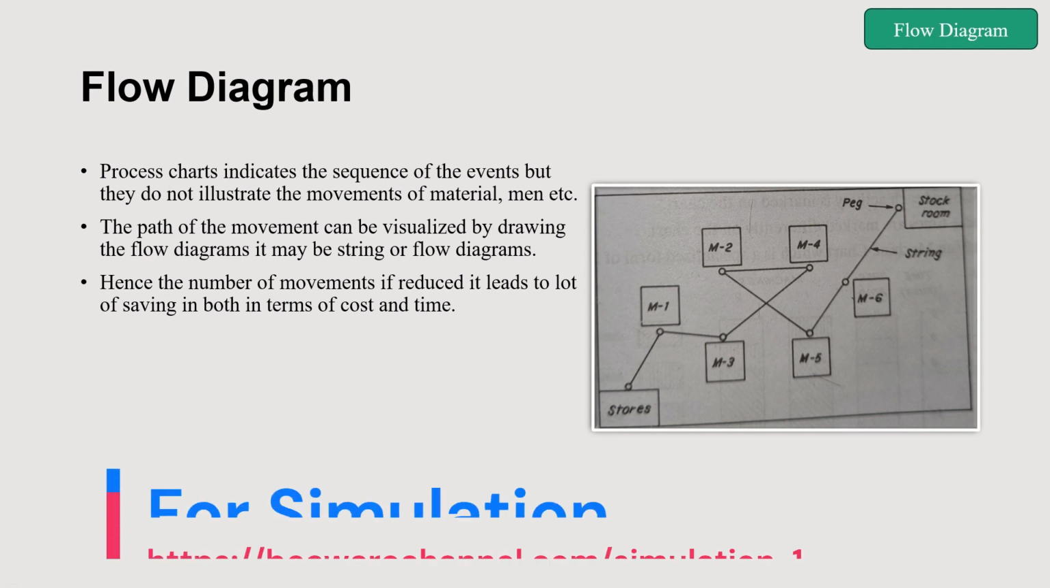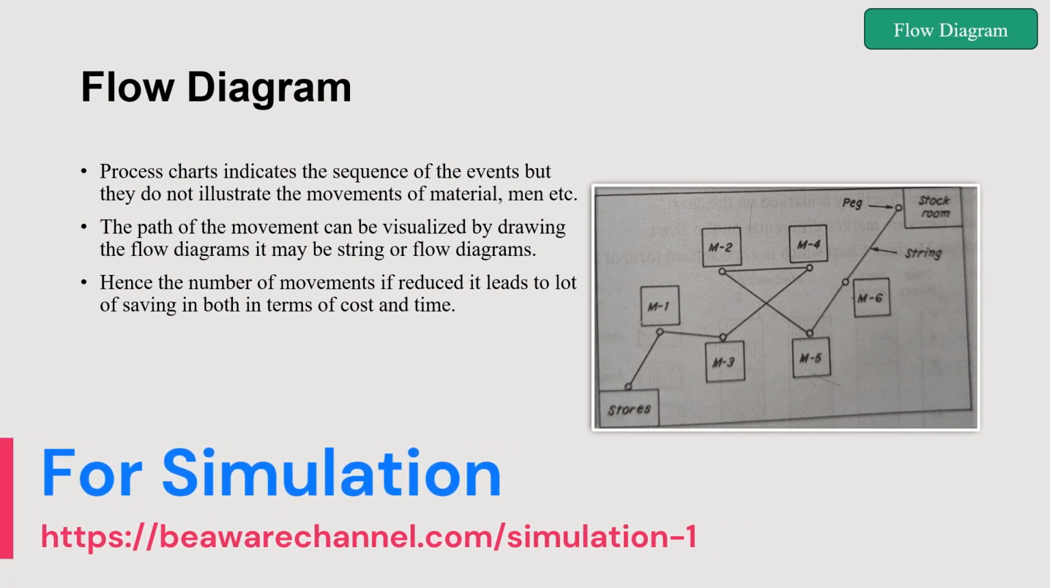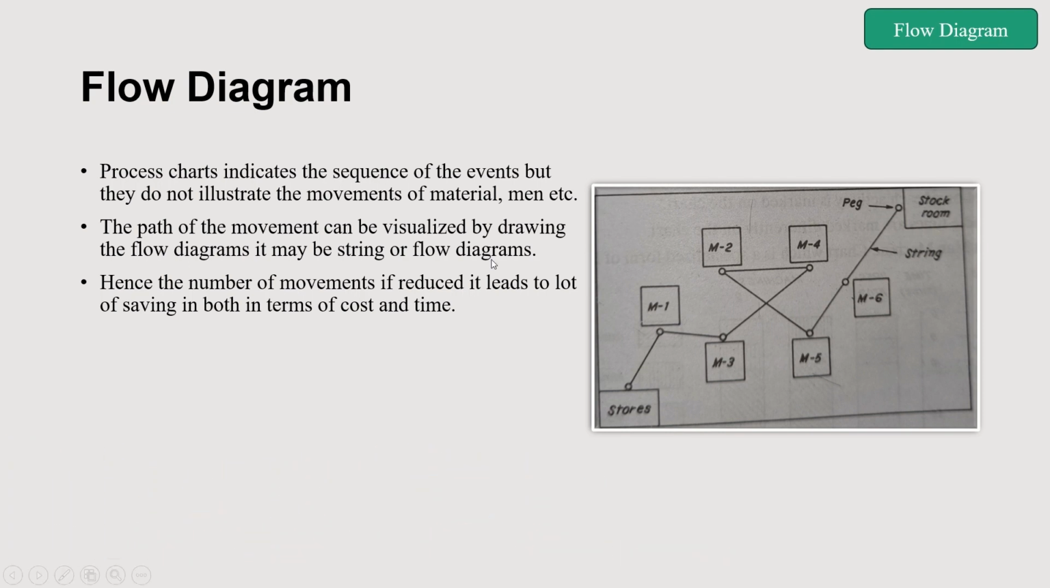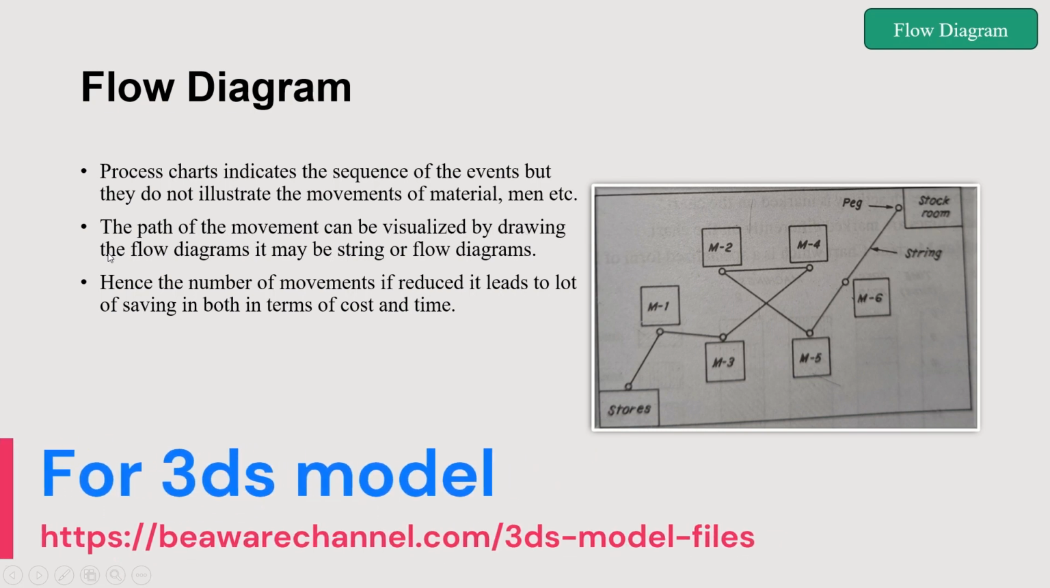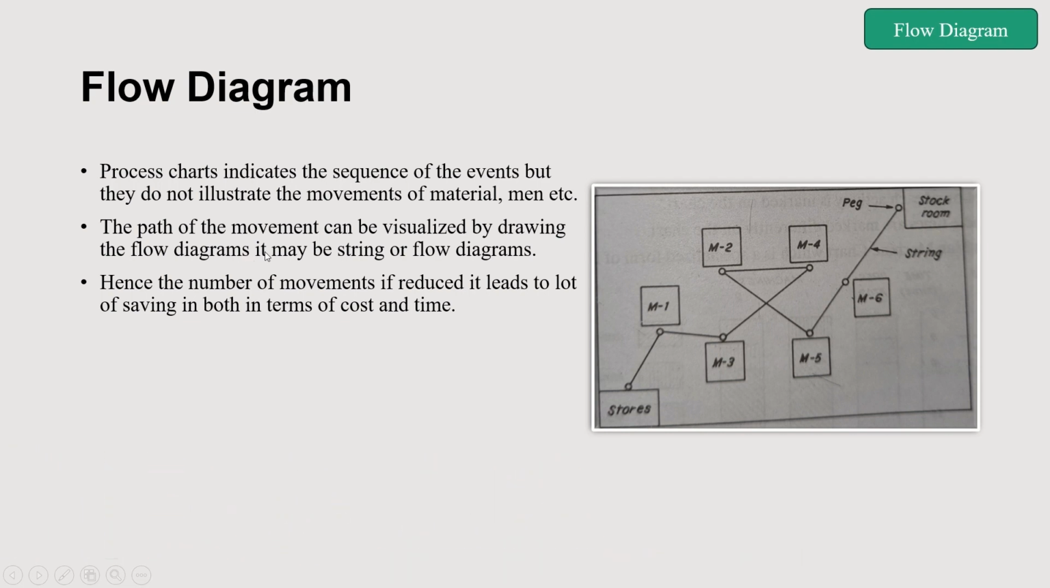Now the flow diagrams are very important entities in a work study because, as we have seen, the process chart indicates the sequence of the events, but it does not illustrate the movement of the material or men. The movements are mostly very concerning areas in industry, because non-value added movements can cost high time as well as high money. So if the path of the movement can be visualized by drawing flow diagrams, it becomes very easy.